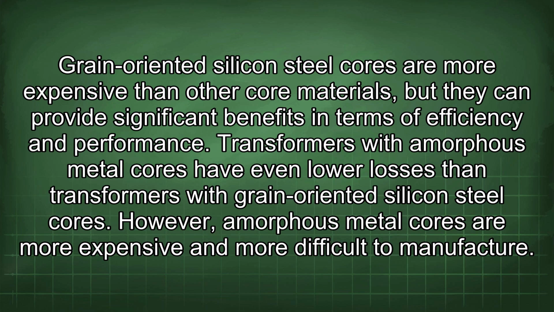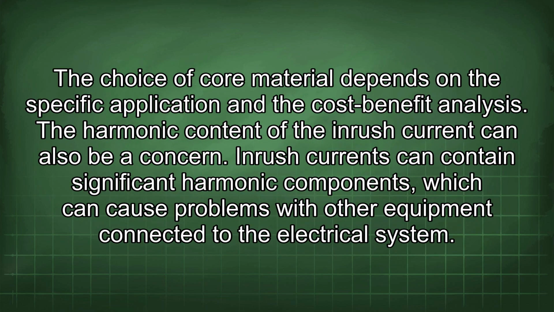Transformers with amorphous metal cores have even lower losses than transformers with grain-oriented silicon steel cores. However, amorphous metal cores are more expensive and more difficult to manufacture. The choice of core material depends on the specific application and the cost-benefit analysis.